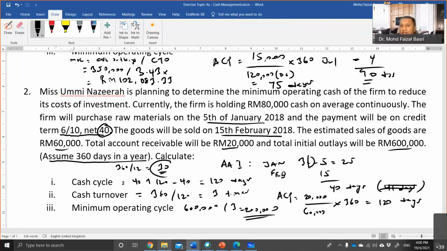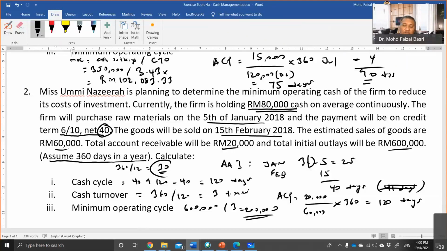Okay, but if you are asked to comment whether the current practice is sufficient, because currently the firm is holding 80,000 cash, you need to compare this against the recommended minimum operating cash. So the minimum operating cash is 200,000. But the company is currently just holding 80,000. So meaning it's short. It's not enough. It's not sufficient to cover the minimum operating cash.